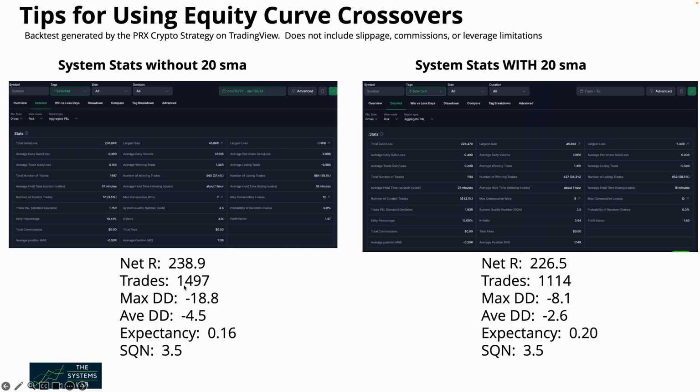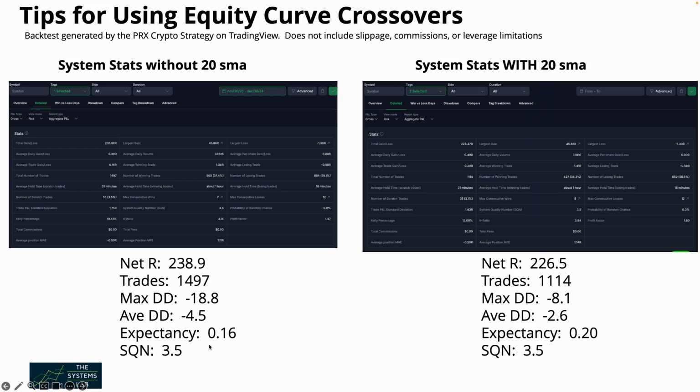Also, if we look at the number of trades, we drop from about 1,500 trades to about 1,100 trades. And so by dropping those 400 trades, we're going to pay a lot less in commissions. So that's another factor to keep in mind when you're thinking about applying an equity curve crossover. Not only how does it affect your net and your drawdown, but also does it help you reduce commissions.